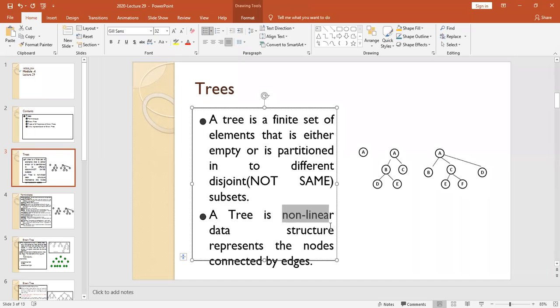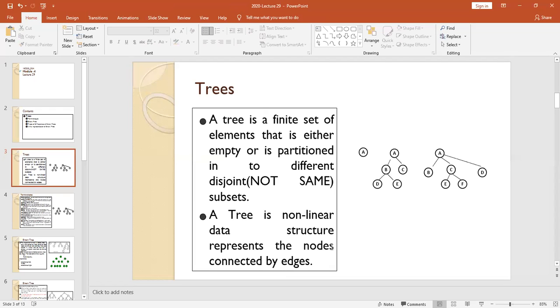Okay, so a tree is a non-linear data structure which represents nodes connected by edges. So how many nodes do we have here? One node. How many nodes do we have here? 1, 2, 3, 4, 5. 5 nodes, with how many edges?